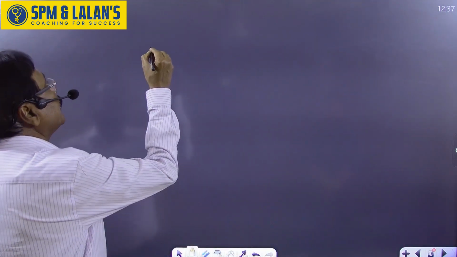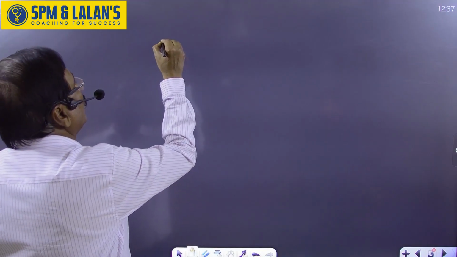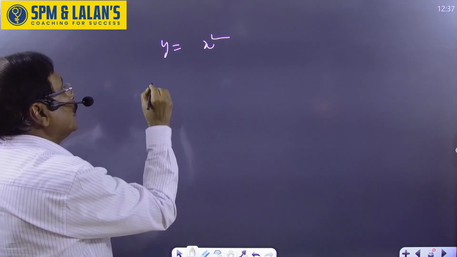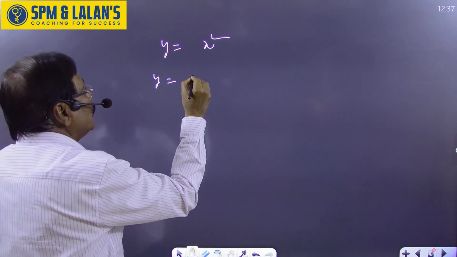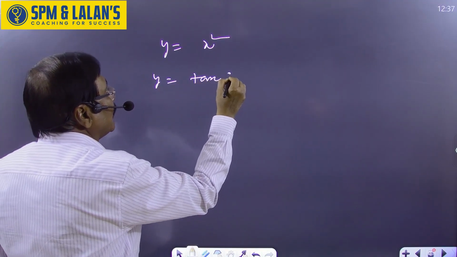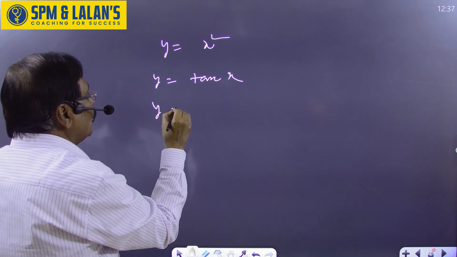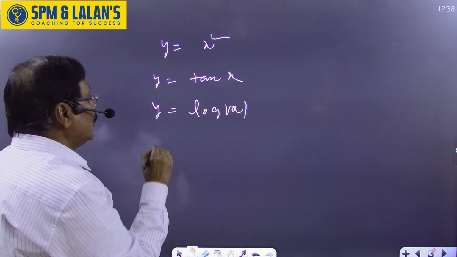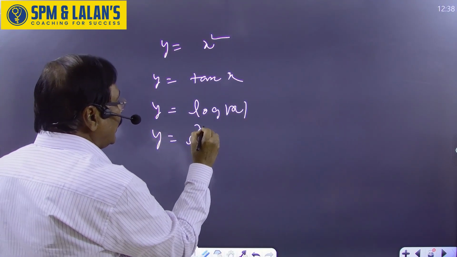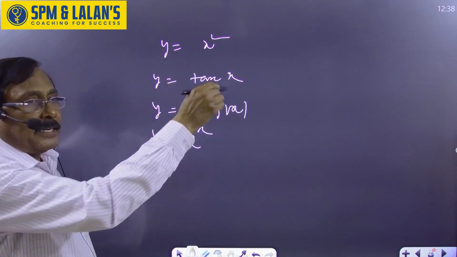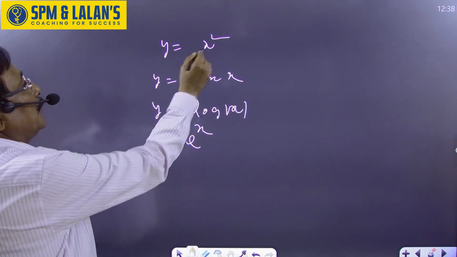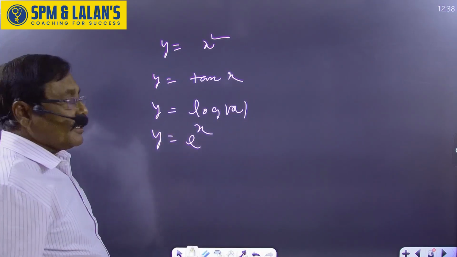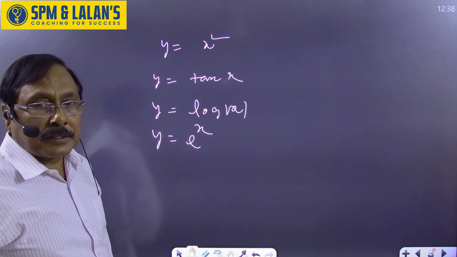For example, y is equal to x square is a function. Y is equal to tan x is a function. Y is equal to log of mod of x is also a function. Y is equal to e to the power x is a function. These are different kinds of functions. This is an algebraic function. This is a trigonometric function. This is a logarithmic function, and this is an exponential function.